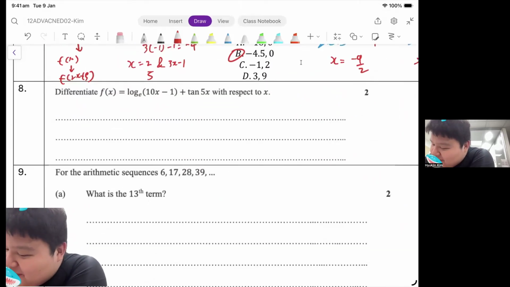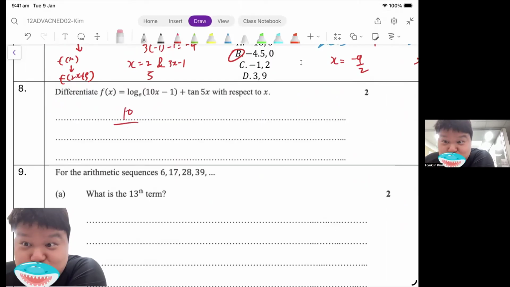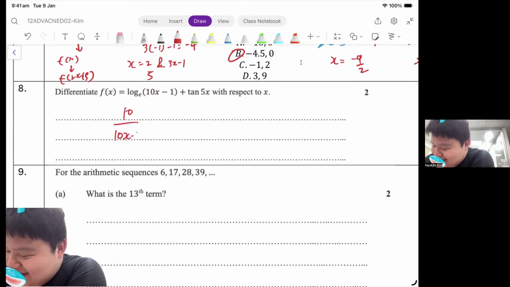Anyhow, differentiate that. It becomes 10 over ln, plus 5 squared x, 5x.